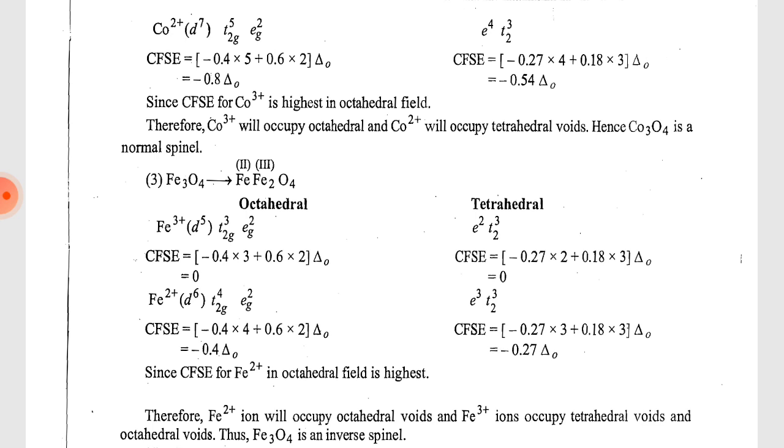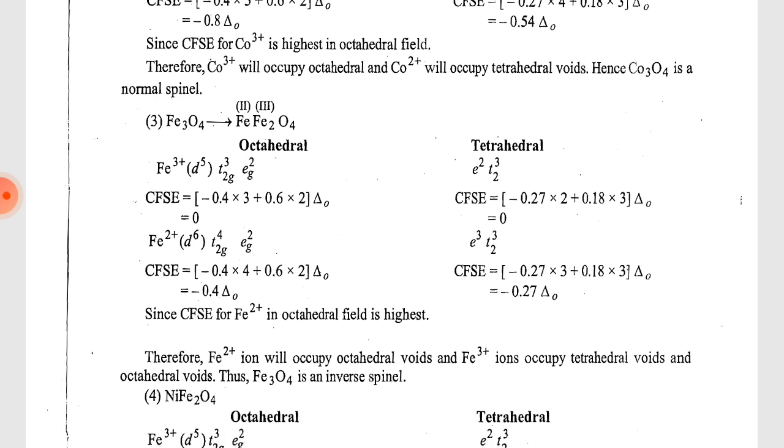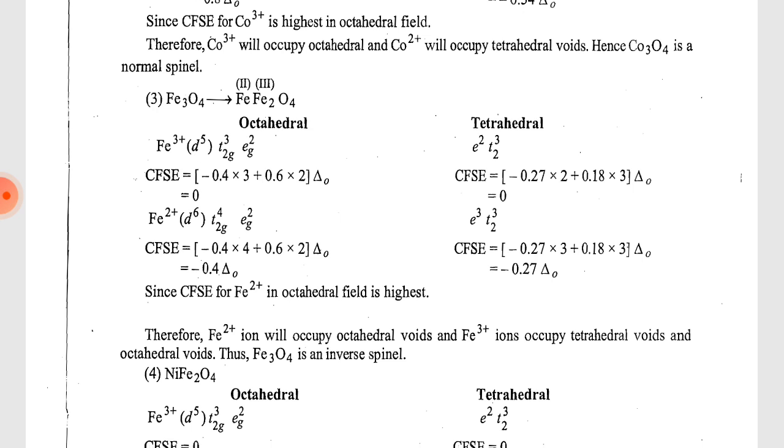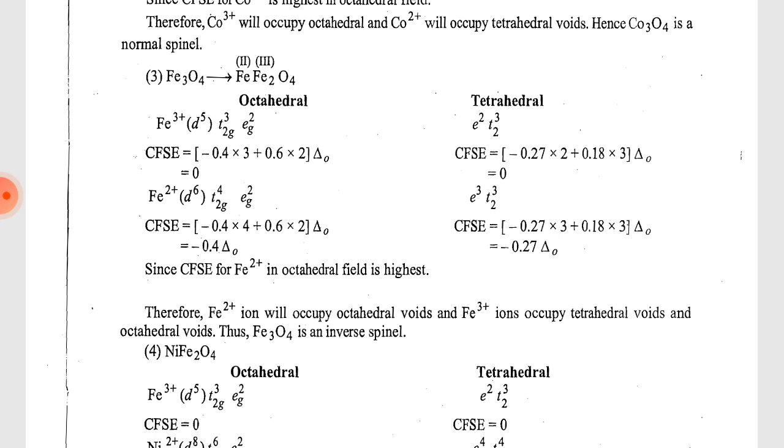Co2+ is d7, t2g5 eg2. CFSE will be minus 0.4 multiplied by 5 plus 0.6 multiplied by 2 Δ0, which will be minus 0.8 Δ0. In tetrahedral, e4 t2^3, low spin complex, minus 0.27 multiplied by 4 plus 0.18 multiplied by 3 Δ0, which is equal to minus 0.54 Δ0. Since the CFSE for Co3+ is highest in the octahedral field, Co3+ will occupy octahedral voids and cobalt 2+ will occupy tetrahedral voids. Hence Co3O4 is a normal spinel.